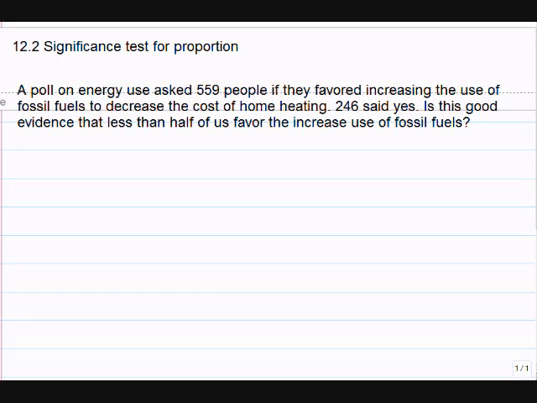They asked 559 people, I just pulled that number out of wherever, if they favored increasing the use of fossil fuels to decrease the cost of home heating. And 246 of them said yes. Is this good evidence that less than half of the population favor the increased use of fossil fuels?